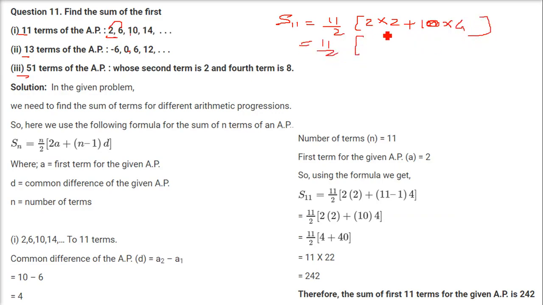So this becomes 11 by 2. 2 plus 2 is 4. And 10 into 4 is 40. So you get 44 here. 11 by 2 into 44. This is 22. 22 into 11 is 240.